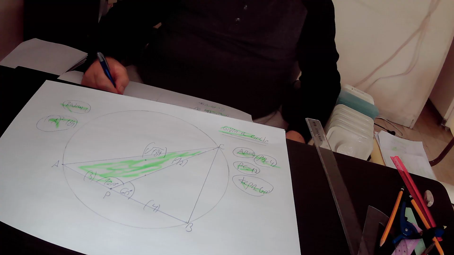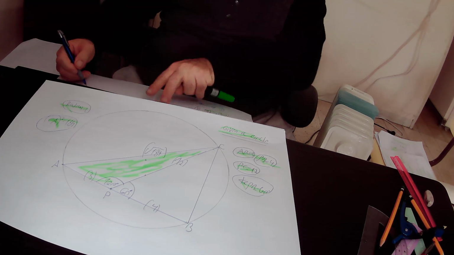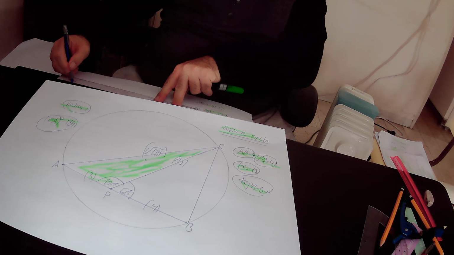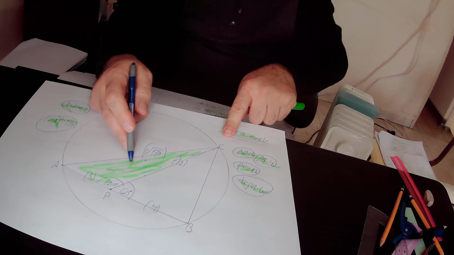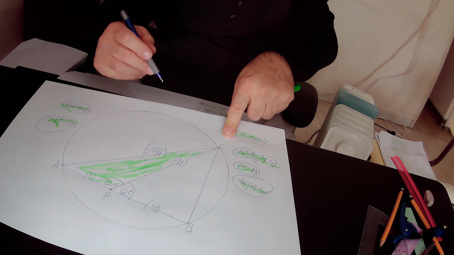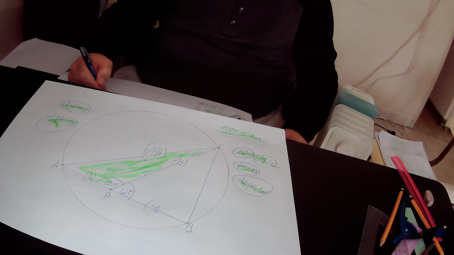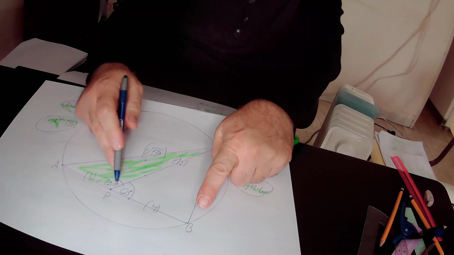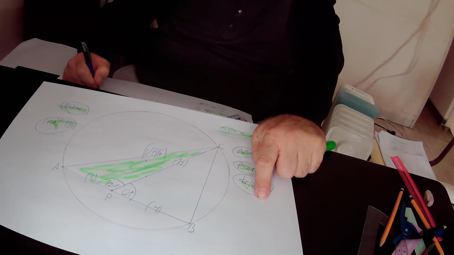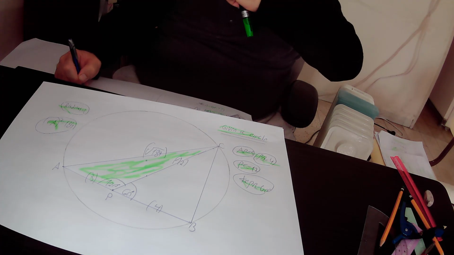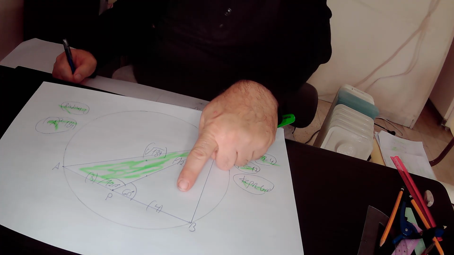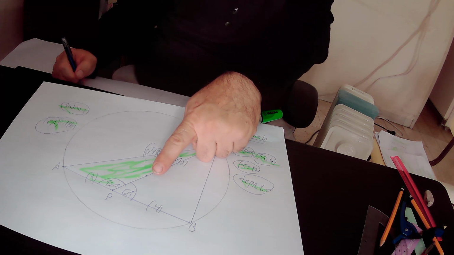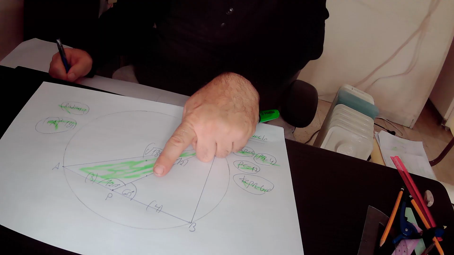CB squared equals CP squared. CP is 12, therefore CP squared is 12 squared, that is 144. Plus PB squared. PB is 4, therefore PB squared is 4 squared, that is 16. Minus 2 times CP, that is 12, times PB, that is 4, times cosine 60 degrees. Cosine 60 degrees is 1/2.